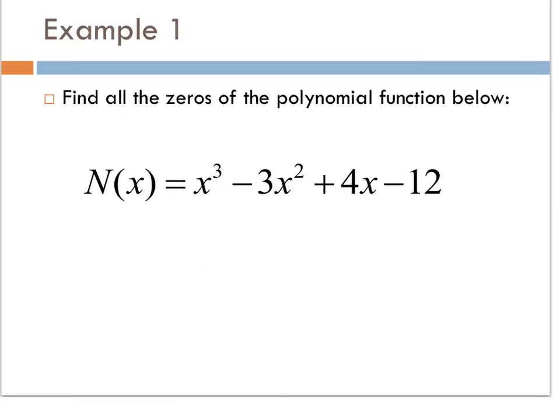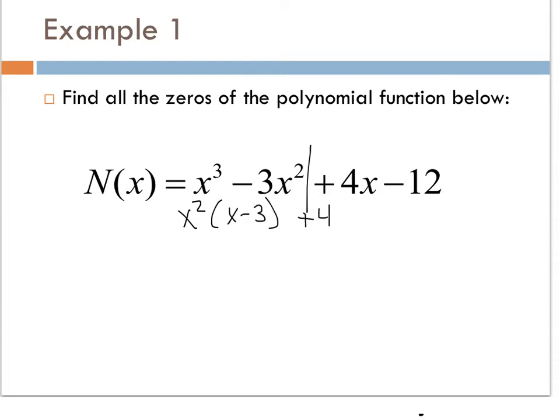Okay, so let's look. So here's our polynomial. And in the previous video, we said one of the first methods to look for is factoring. So that's the first thing I'm going to do. I may need to use a graphing calculator. I may not. I'm going to pull out the greatest common factor here, which is x squared, and I have x minus 3.